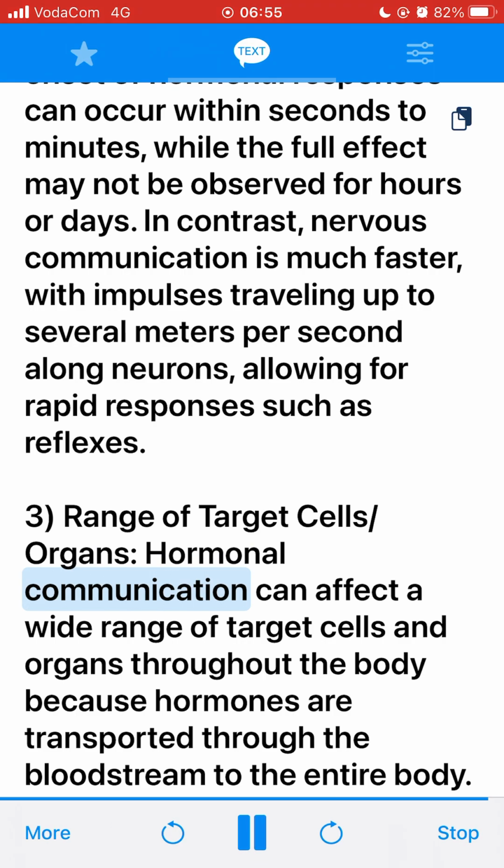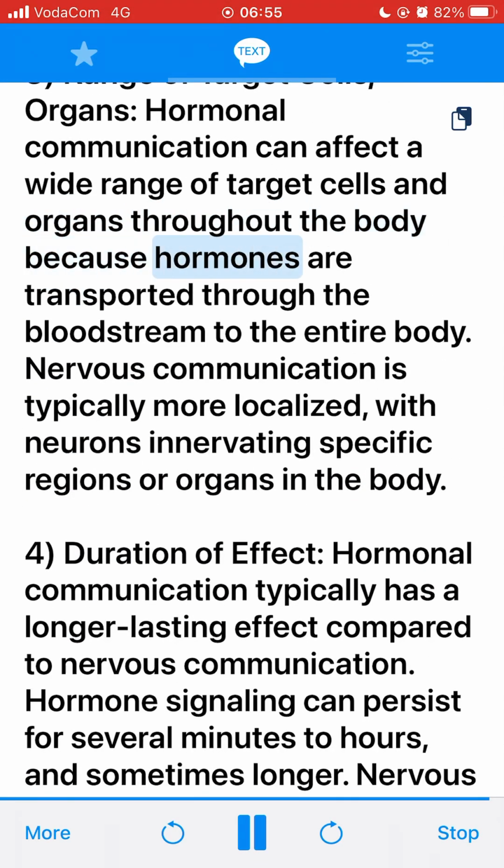3. Range of target cells or organs. Hormonal communication can affect a wide range of target cells and organs throughout the body because hormones are transported through the bloodstream to the entire body. Nervous communication is typically more localized, with neurons innervating specific regions or organs in the body.